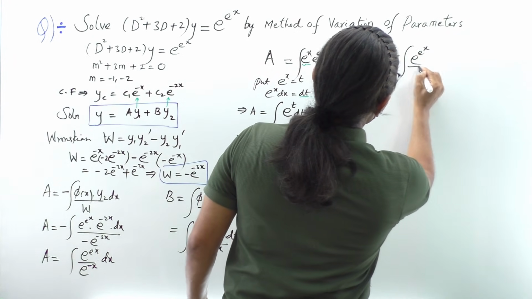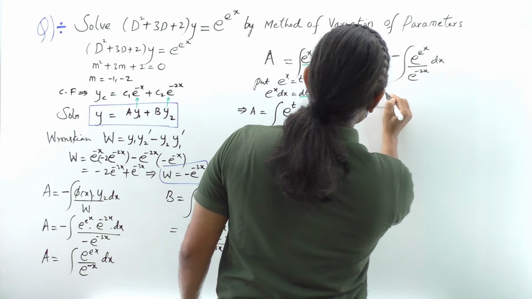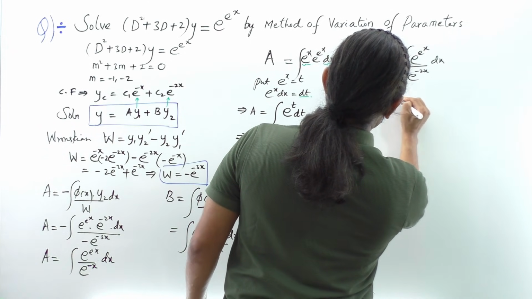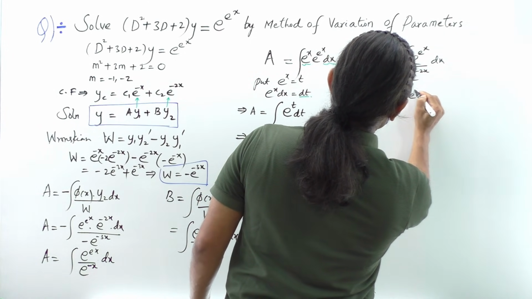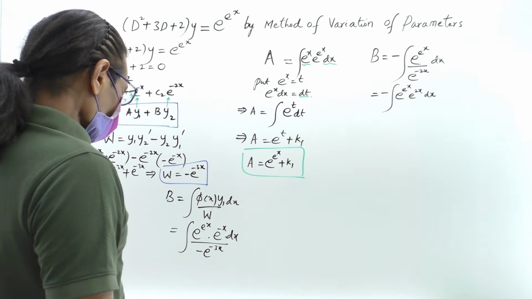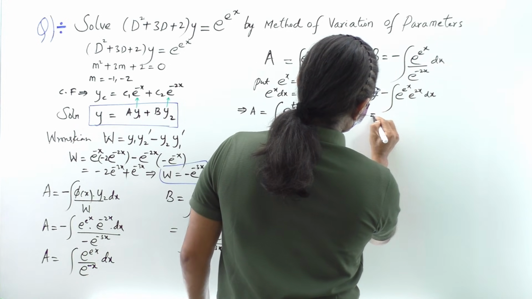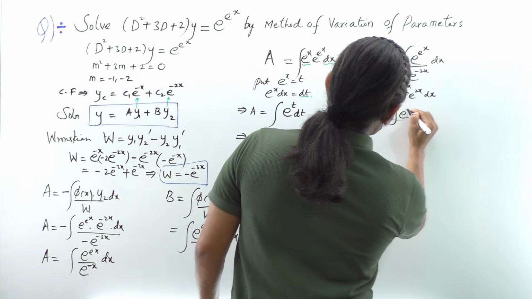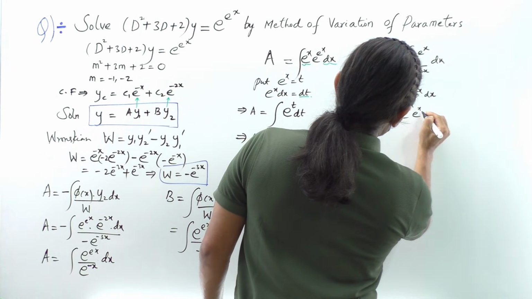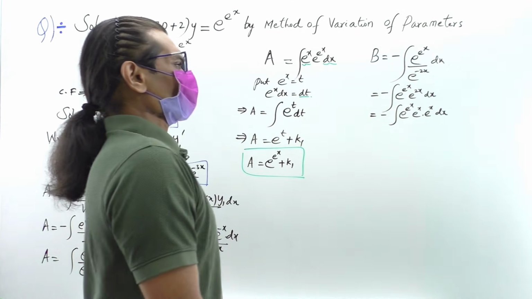So this will be over e raised to minus 2x dx. That will be again minus e raised to power e raised to x into e raised to power 2x dx. Okay, so I can do it directly, but for simplicity, I write it like this: minus e raised to power e raised to x into e raised to x into e raised to x dx, because I can write e raised to 2x as e raised to x and e raised to x.